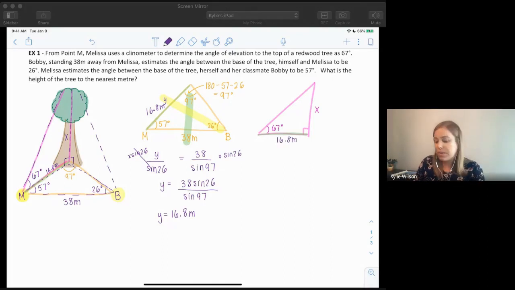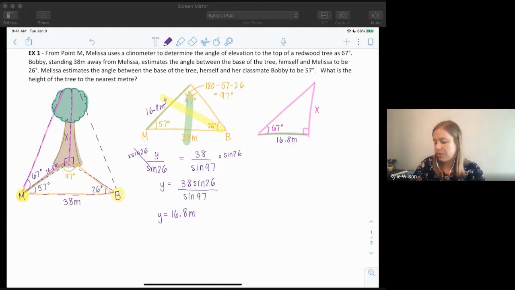So now let's use our pink triangle to solve for x. If I look here, I have a right angle triangle. That's the first thing that we need to notice. And then I'm going to think, can I use Pythagorean theorem? And the answer is no, because I only have one side length.